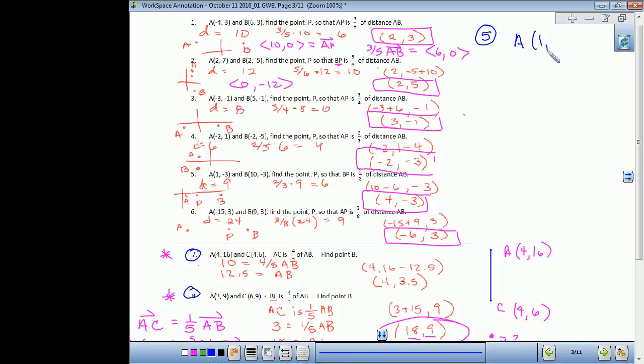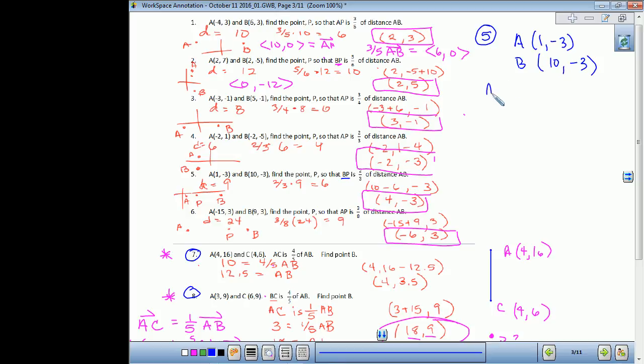A is the point 1, -3. B is the point 10, -3. So we know this is what kind of line? Horizontal. Good. It makes a horizontal line. We're finding a point P so that BP is 2/3 the distance from AB.